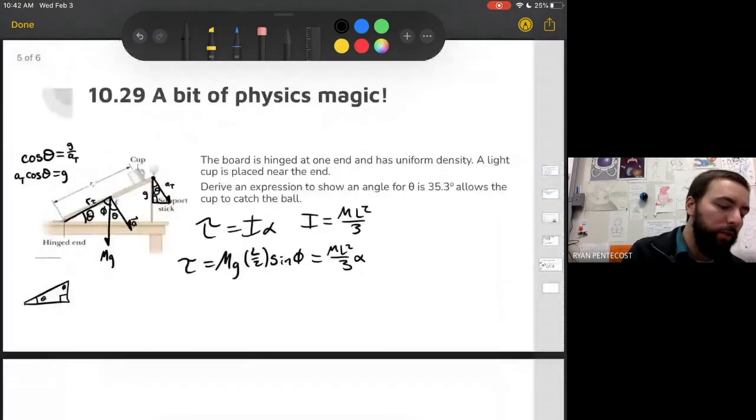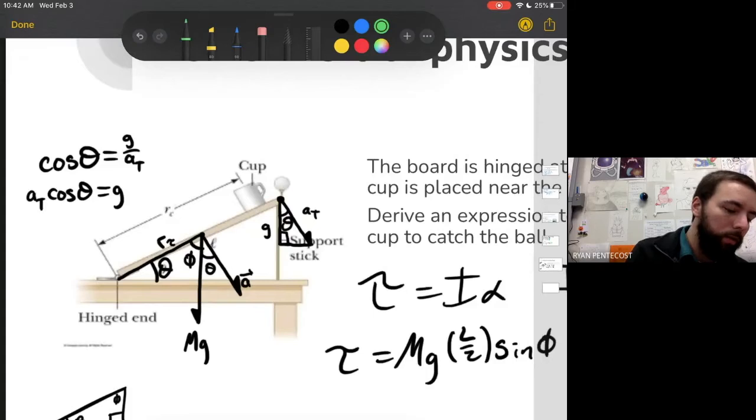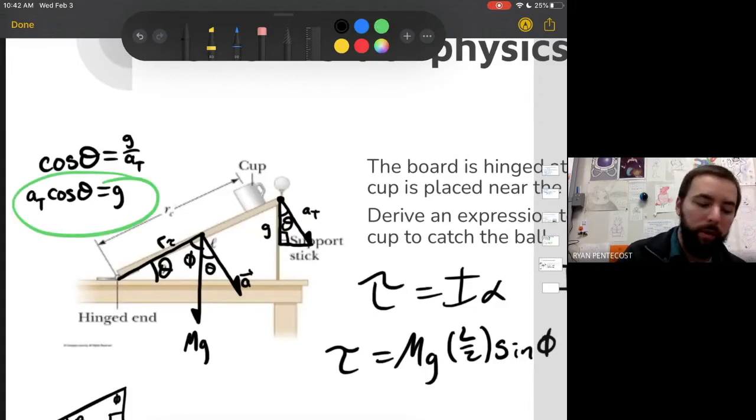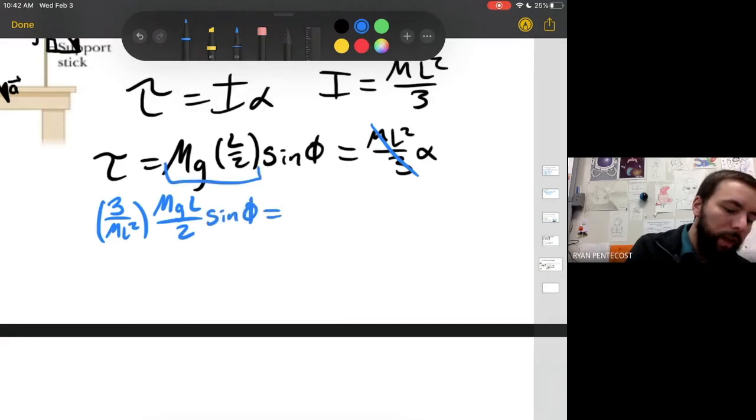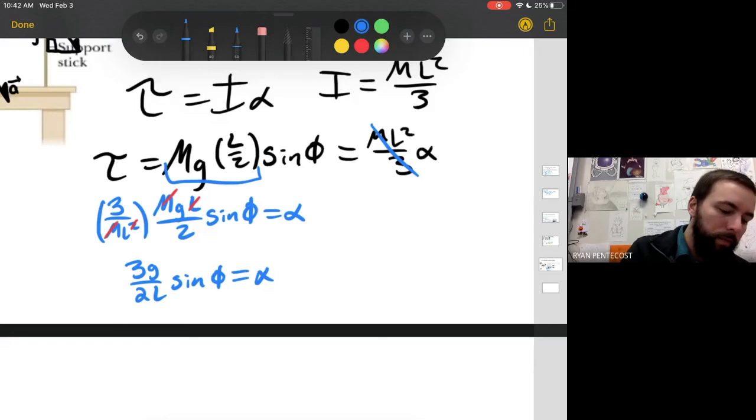Now, what we're shooting for is this relationship right here, but we need tangential acceleration to get there. So let's solve for alpha. I'm going to multiply by the reciprocal, 3 over mL squared. That gets rid of that term there, and that is multiplied by mgL over 2 times sine phi, and that equals alpha. Now you can see that the m's will cancel, one of the L's will cancel, and this simplifies to 3g over 2L sine phi equals alpha.